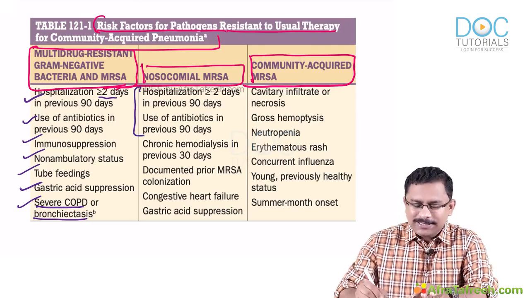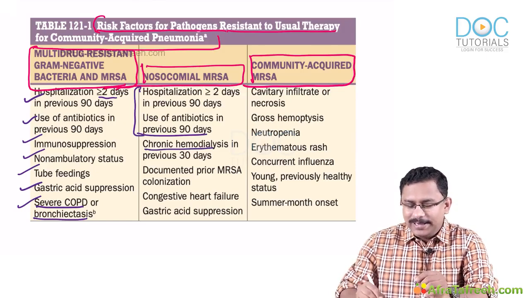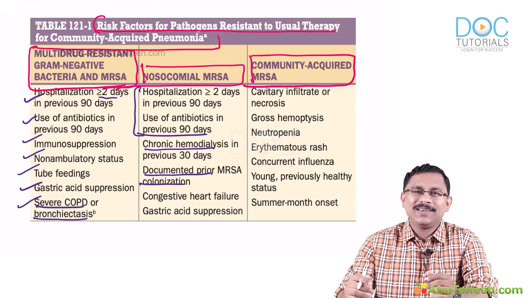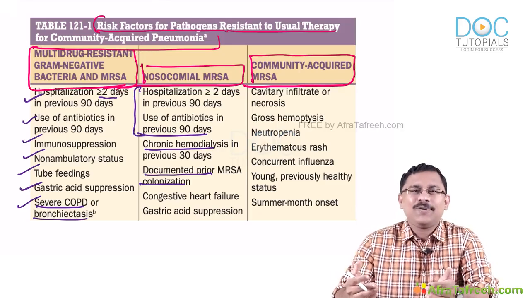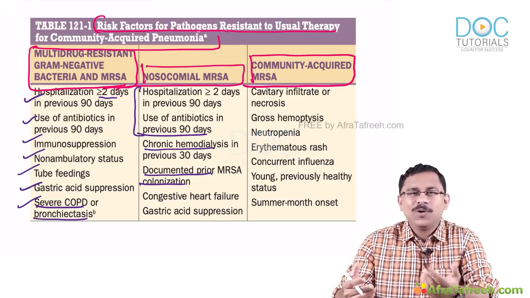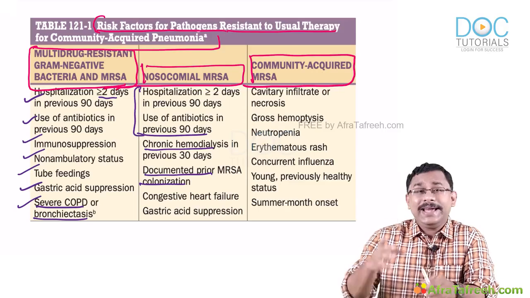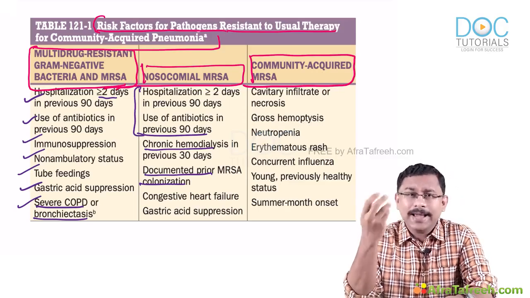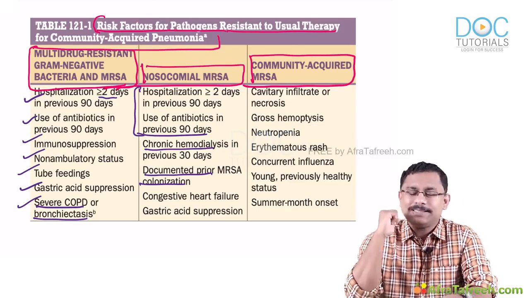Again, the first two are the same, which I talked about earlier. Then chronic hemodialysis, and if you have a documented prior MRSA colonization, that is, maybe a couple of months back you were admitted for an infection and it was found that you have an MRSA infection. Such individuals, again, the likelihood of having a recurrent MRSA infection is high. Naturally his immune status is compromised.